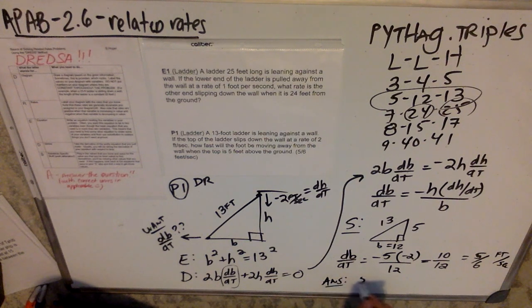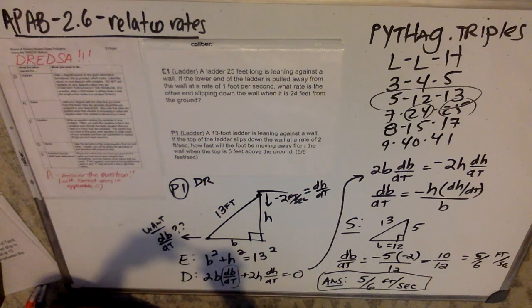When the answer is positive, you pretty much don't have to put a lot of thought into it. You can just go ahead and answer. When the answer is negative, you might need to double check if the question was worded in such a way that you should include the negative with the word down or the word closer or some other value. So there's my 5/6 feet per second.